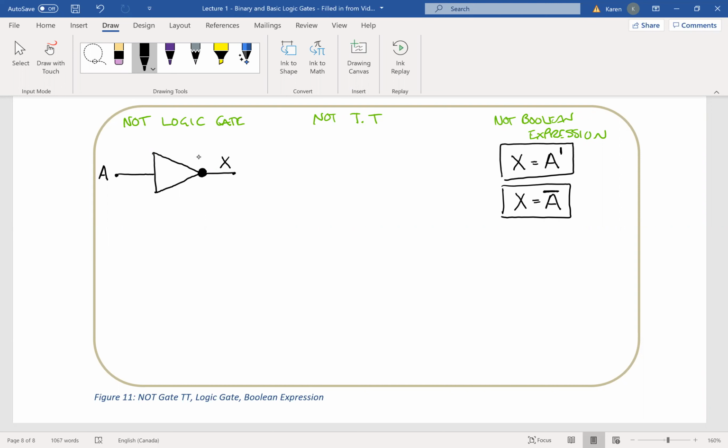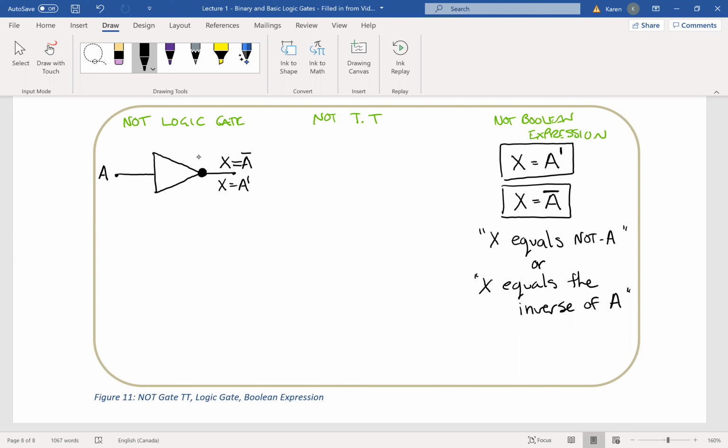So this is read as X equals not A, or X equals the inverse of A. Okay? So here, X is equal to A inverted, or X is equal to A inverted.